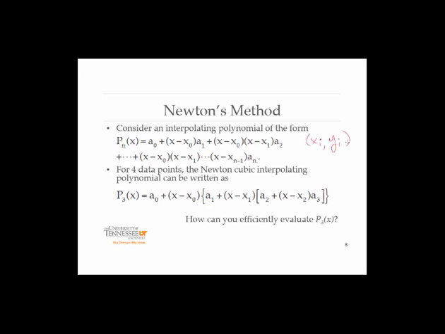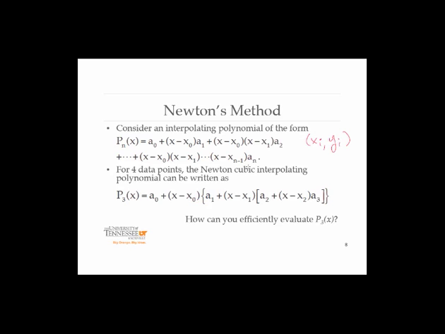You'll start off with a scalar a0 plus x minus x0 times a1, and then you'll have all these monomial product terms. The very last product term will involve all of the x coordinates, each one of them subtracted from x, and that'll be multiplied by an.